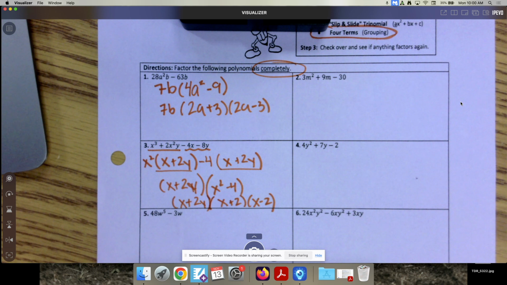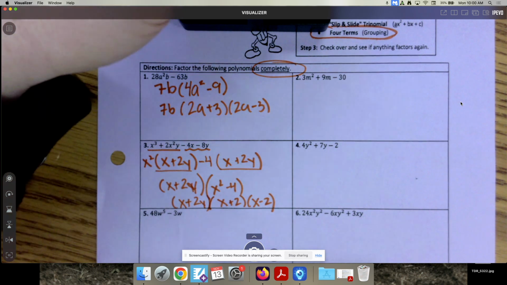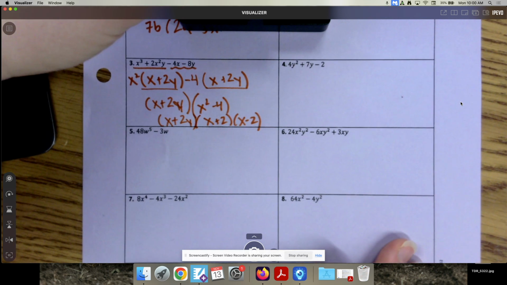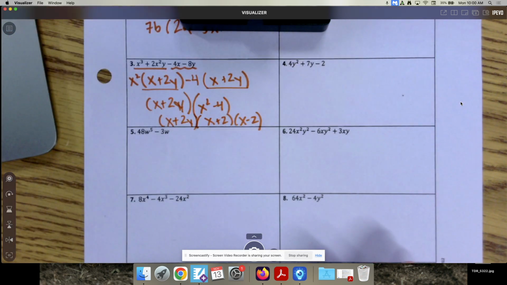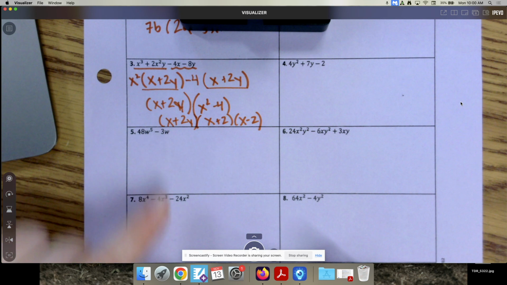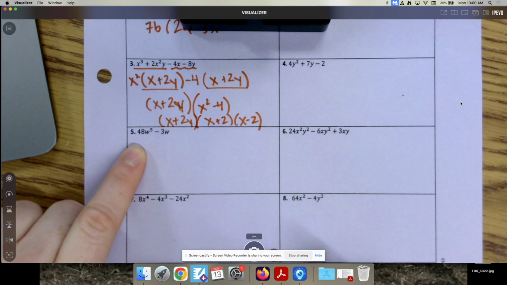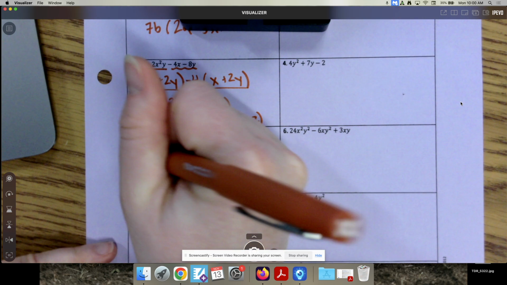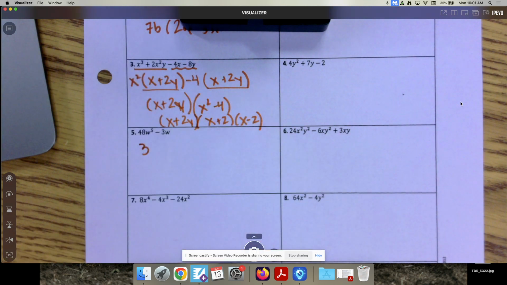So the reason that this sheet is confusing and the reason we're doing half of it together is most of these, you have to do multiple things. But the first thing you always look for is what can you take out? So can we take anything out of 48 and 3? What number? 3. 3 divides 48 and 3. And then you look at your variables. We have w to the 5th and then a w. So what else can we take out?